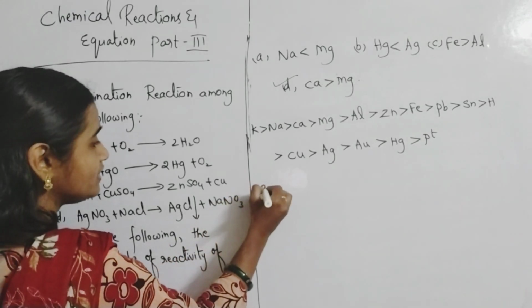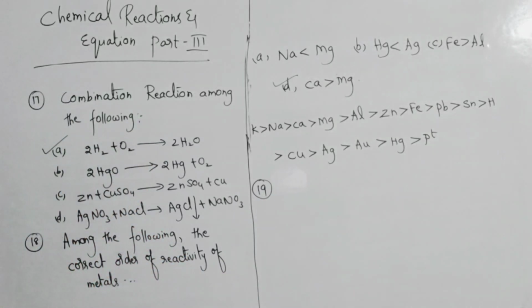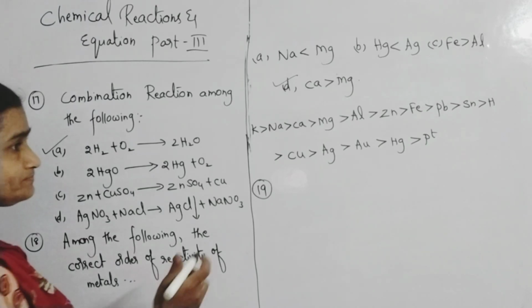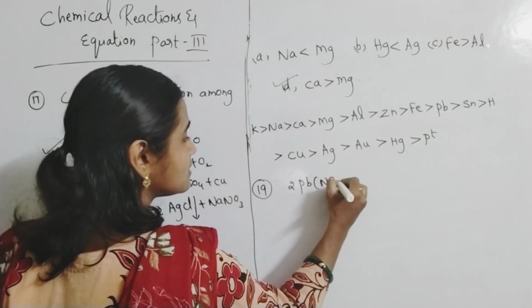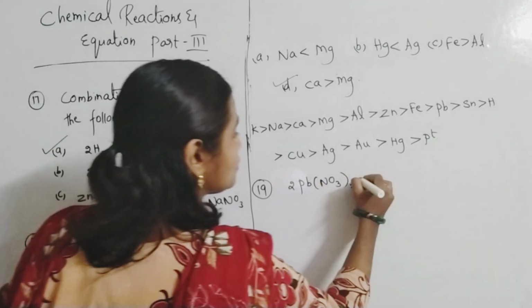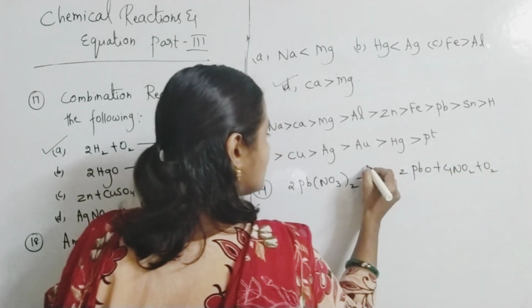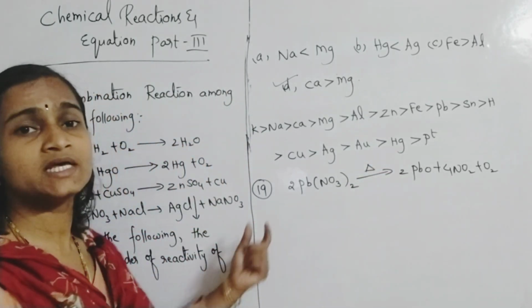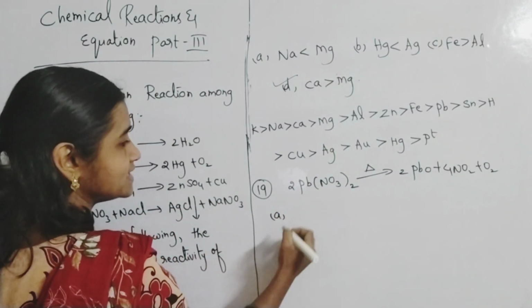Okay. Now 19th question. So once check this 19th question. I have written some questions here. 2 Pb(NO3)2, lead nitrate, on heating gives rise to 2 PbO plus 4 NO2 plus O2. So this is on heating, and you know a single substance is splitting into 2 or more substances here. Options are given like this.